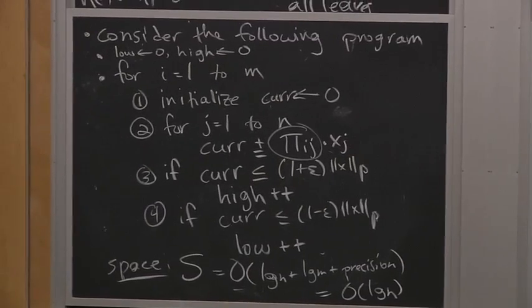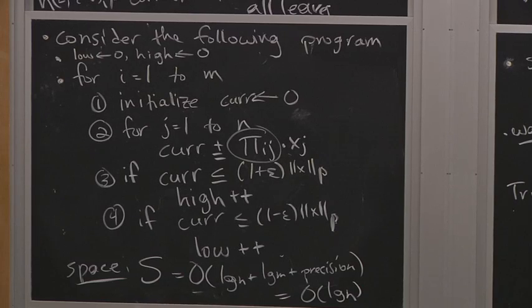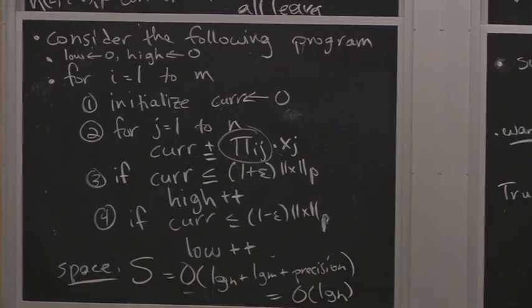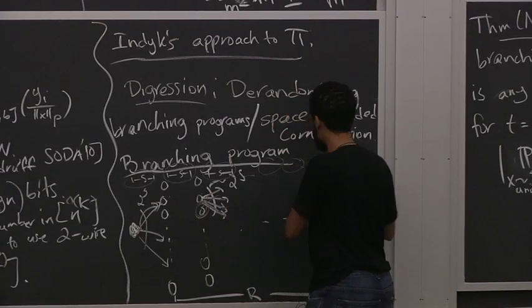Okay, so the initial node here corresponds to cur, low, and high all being 0. And then we read in pi 1,1. That's going to affect cur. Then we're going to read in pi 1,2. That's going to affect cur, etc. And then eventually we end the loop over j, and we're going to maybe adjust high and low. And then that's going to move us somewhere as well. Now we read in the next row.